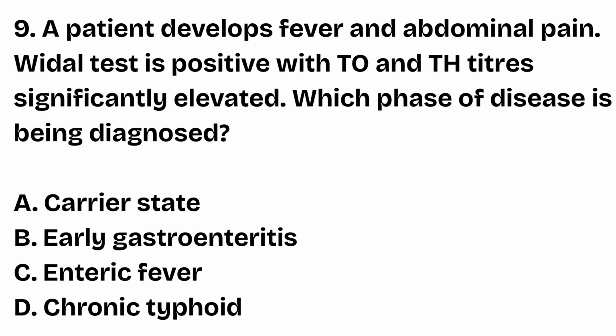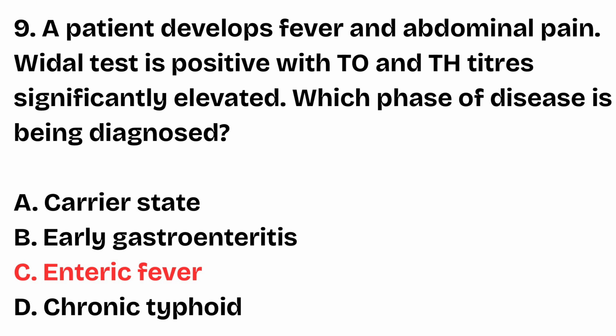Question number 9. A patient develops fever and abdominal pain. Vidal test is positive with TO and TH titers significantly elevated. Which phase of disease is being diagnosed? Carrier state, early gastroenteritis, enteric fever, chronic typhoid. The right answer is option C, enteric fever.